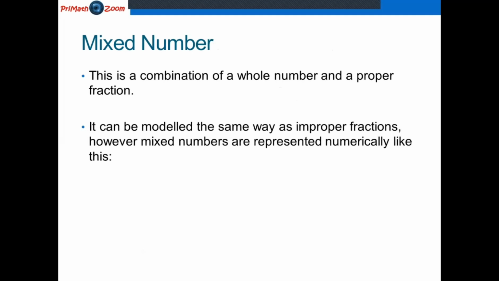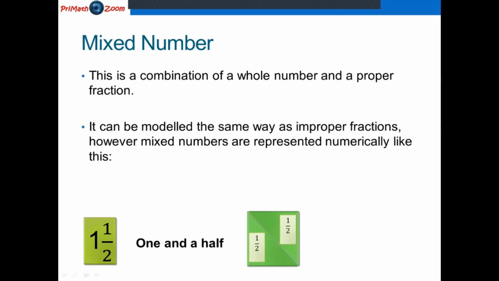However, mixed numbers are represented numerically like this, where you can see this big one here represents the whole number, and the one over the 2 represents the fraction of a half, also called 1 out of 2. So this mixed number can be read as 1.5. And it can be modeled as 1 whole and half of another whole. But you must note that the wholes must have the same size.